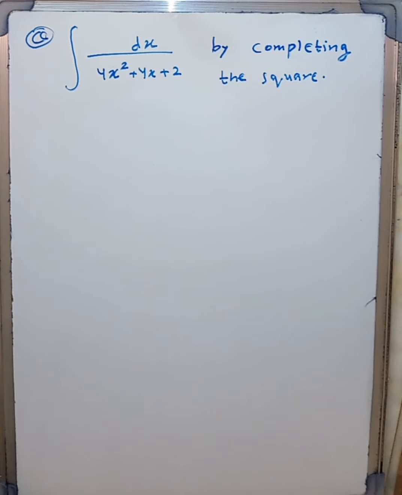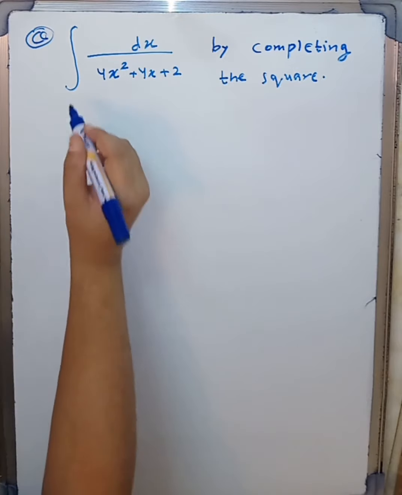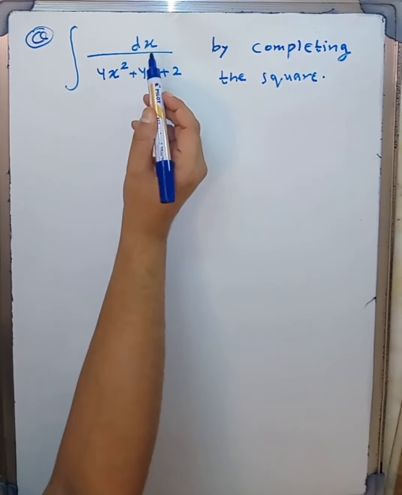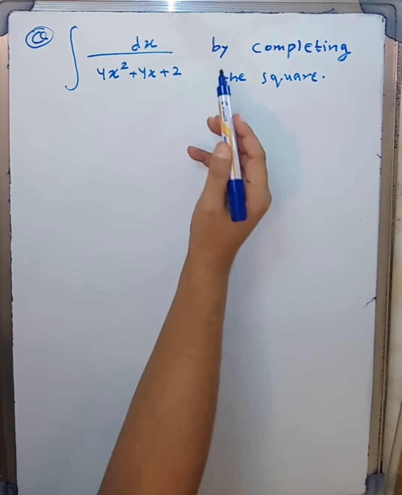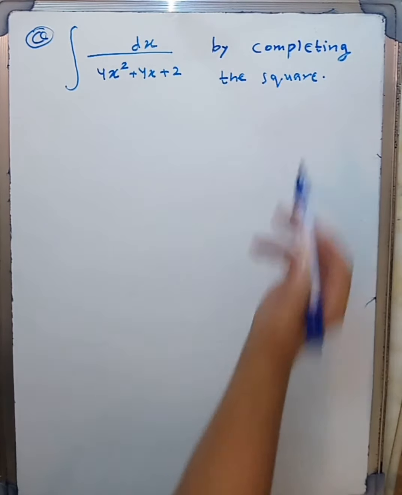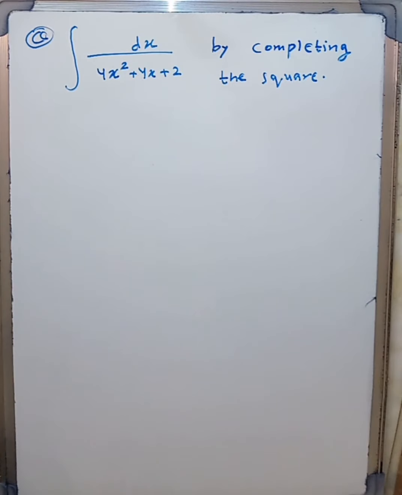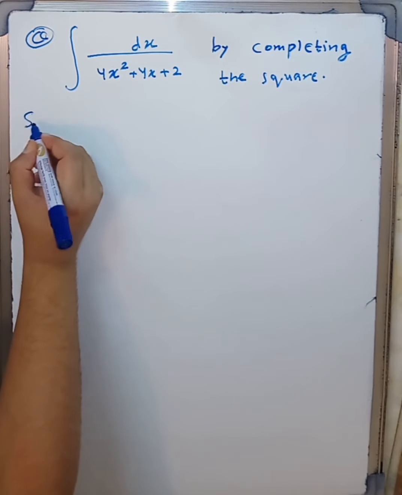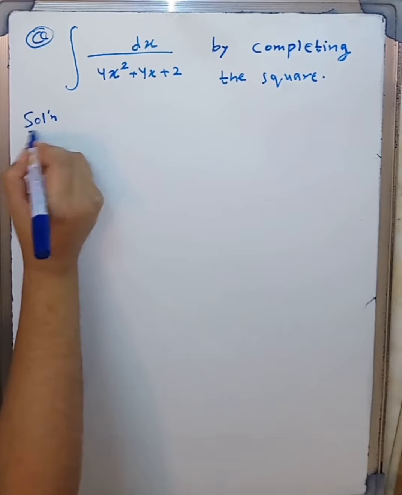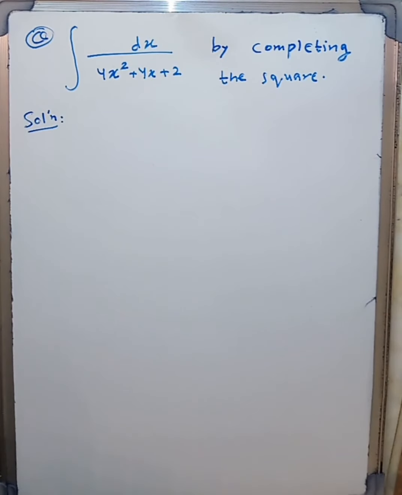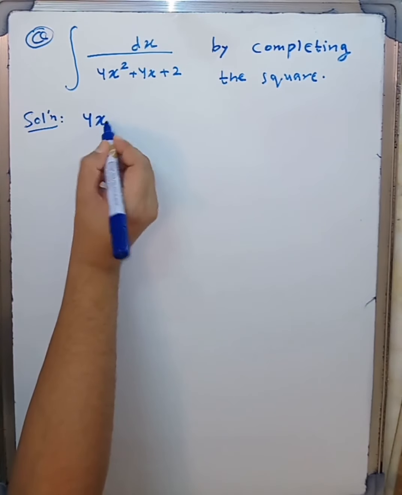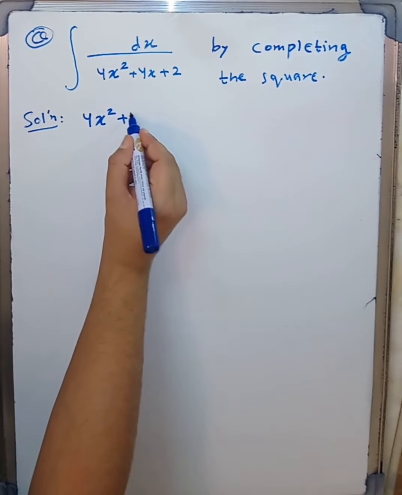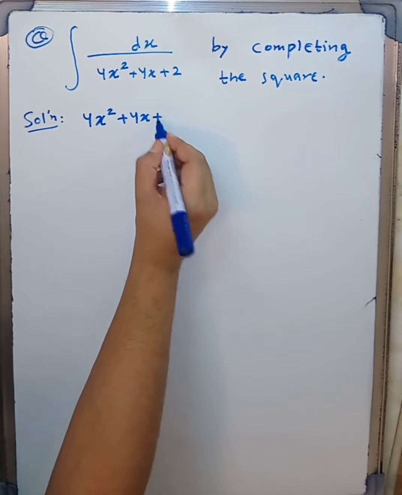Now let us solve a question. Integral dx over 4x square plus 4x plus 2 by completing the square. Let us see the solution. So first we will complete the square. In this question, the denominator is 4x square plus 4x plus 2.